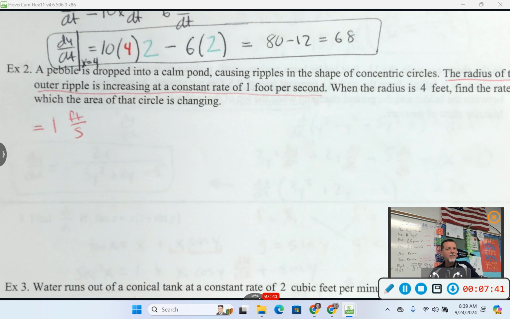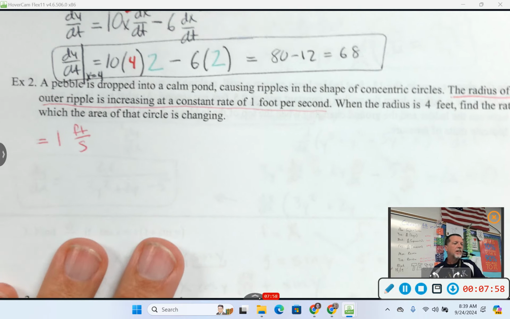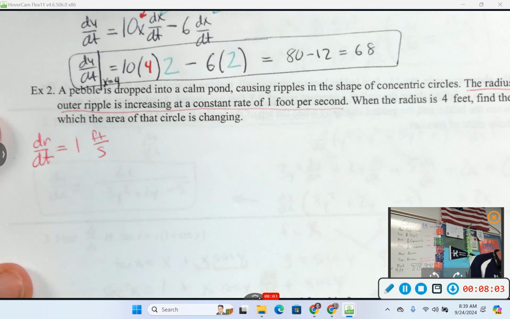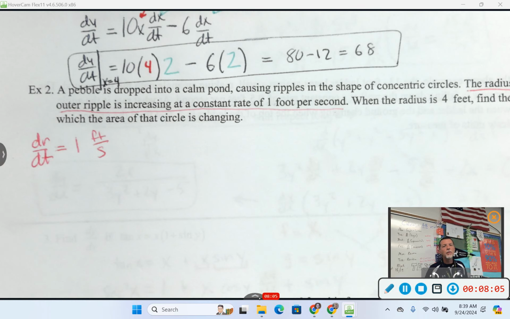Let's use radius. But the radius isn't 1 foot per second because the units don't even make sense for that. The rate of change of the radius, yes. And how do we say, or what do we do for rate of change? dr dt. Change in r over change in t. dr dt is the rate of change of the radius with respect to time. So it's a mouthful to get out, dr dt.